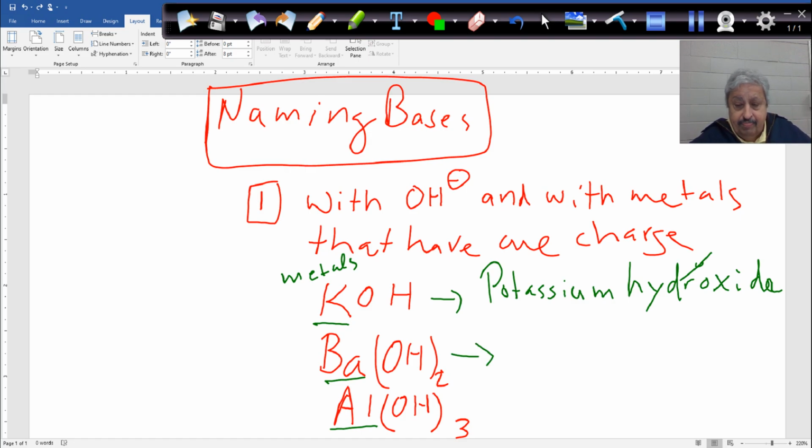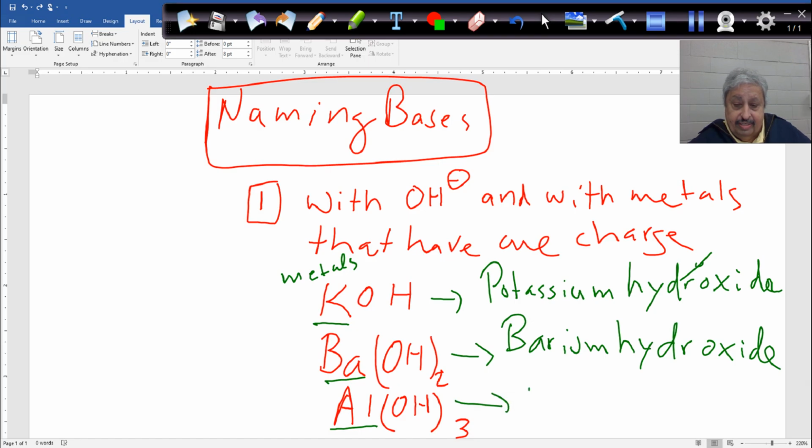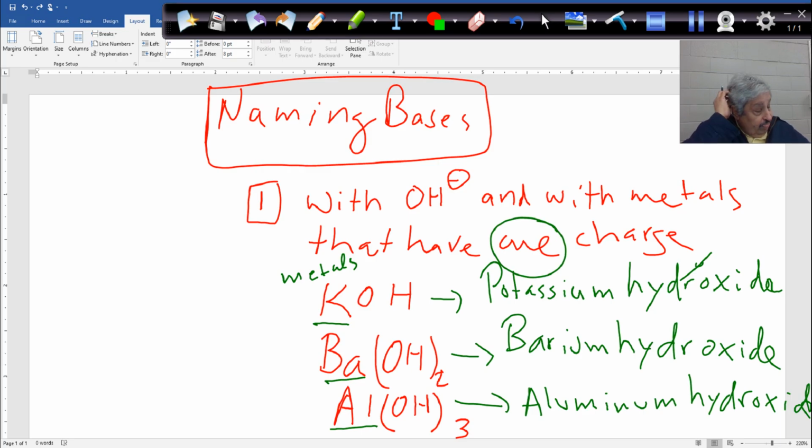This is the Ba, group number 2. That's barium hydroxide. This one here is aluminum hydroxide. Now, that was for metals that have only one charge. How about if we have multiple charges? The next type of naming is hydroxide with metals that have multiple charges.